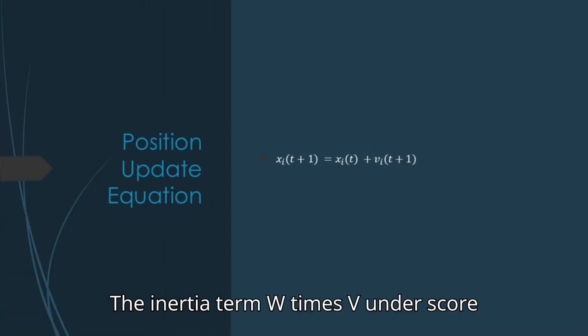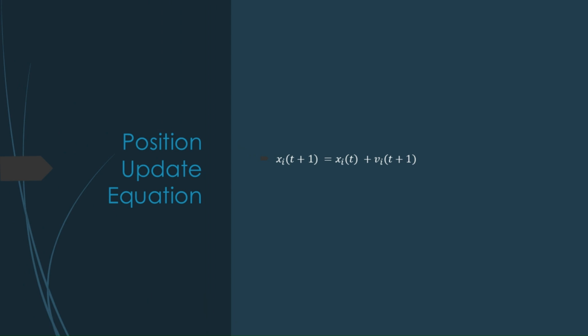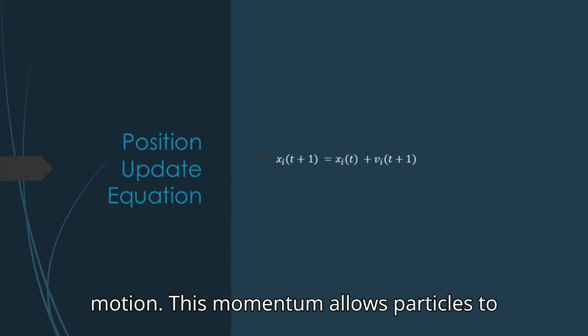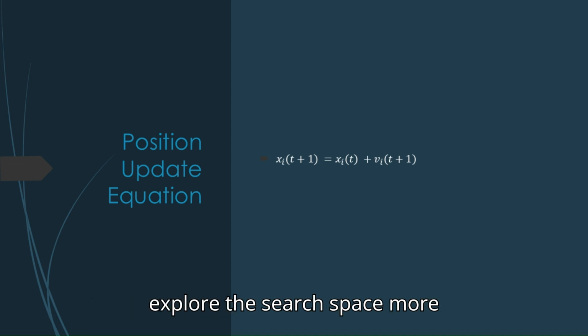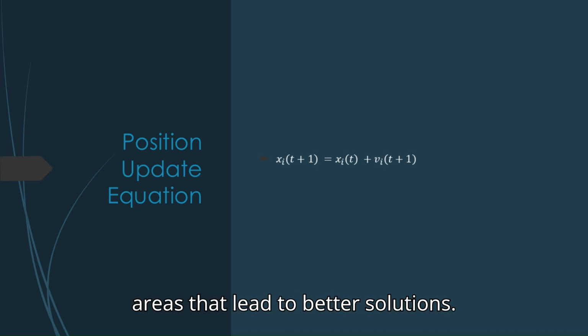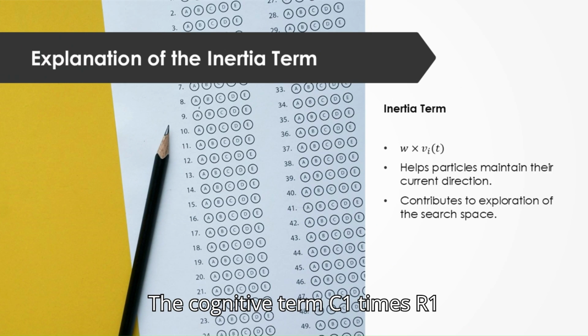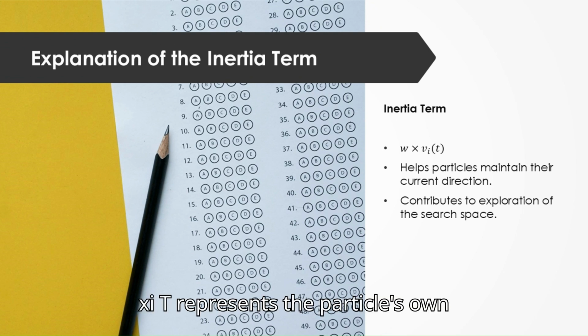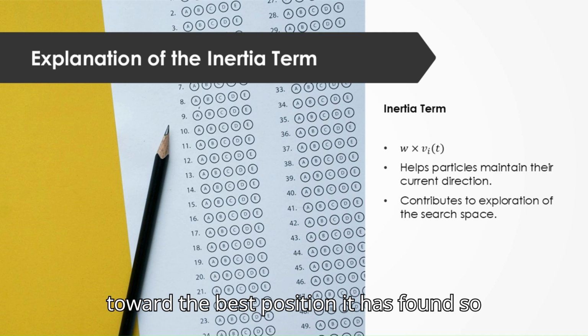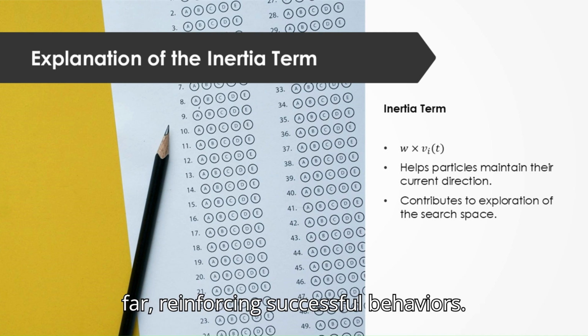The inertia term, W times v_i(t), helps particles maintain their current motion. This momentum allows particles to explore the search space more effectively, potentially discovering new areas that lead to better solutions. The cognitive term, C1 times R1 times (pbest_i minus x_i(t)), represents the particle's own experience. It draws the particle back toward the best position it has found so far, reinforcing successful behaviors.